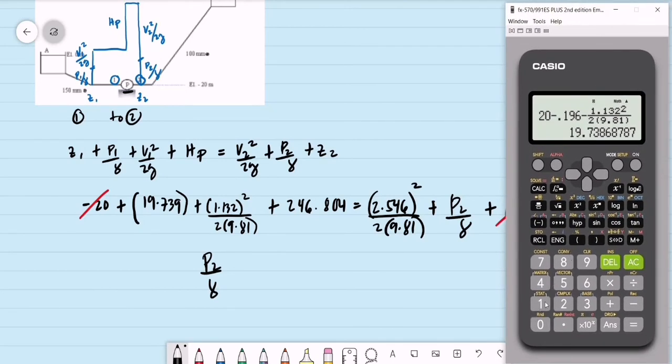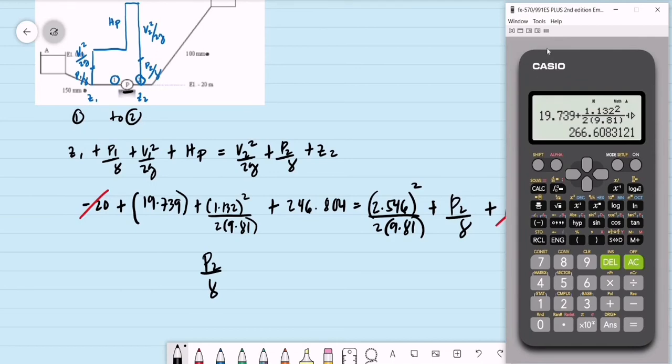Okay, so this is the same as we have 19.739 plus the 1.132 squared. This is divided by twice of 9.81. And then plus 246.804.